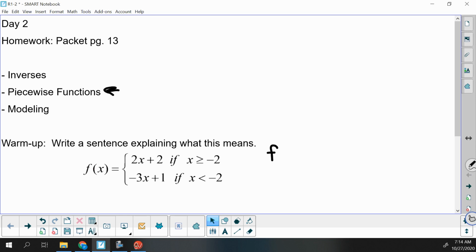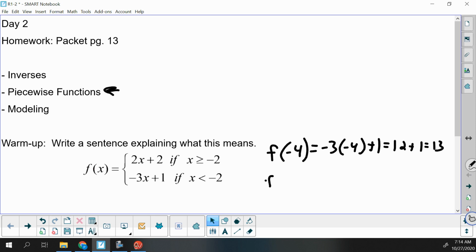So say you wanted to do like f of -4. Well, this means we should sub -4 in for x, but which equation do we use? Well, -4 is less than -2, so we should use the bottom equation. So we do -3 times -4 plus 1. That would give us 12 plus 1, or in other words, 13.